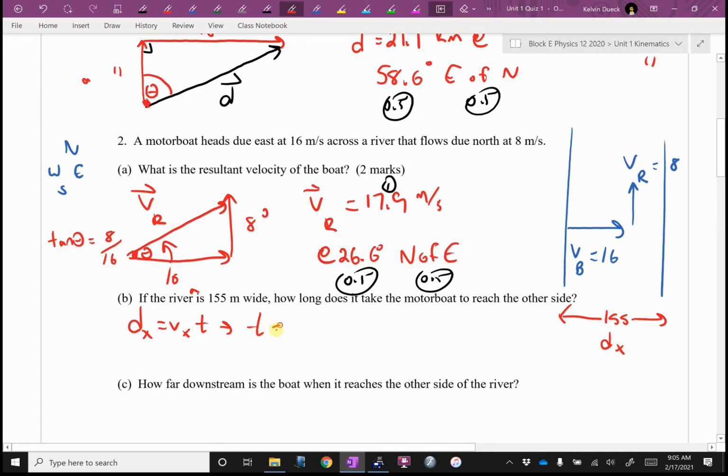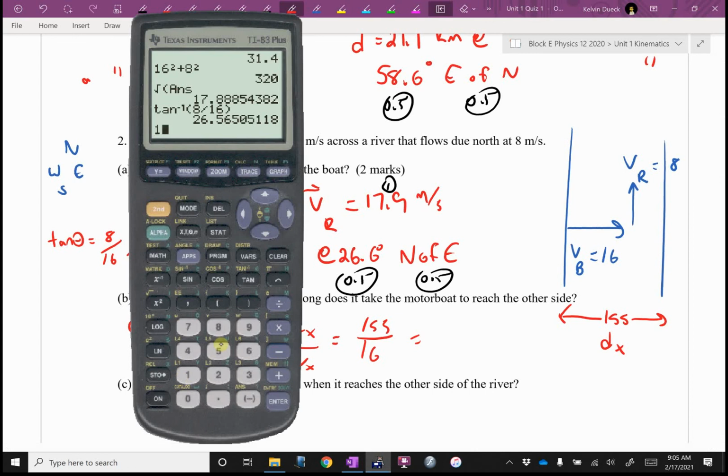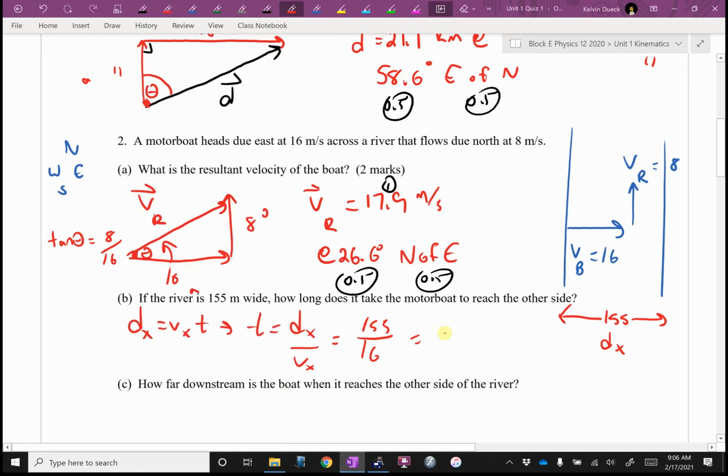So they want me to find time. Time is going to be dx over vx. Horizontal over horizontal, or vertical over vertical, but don't put a horizontal into a vertical equation. It's going to be 155 divided by 16. This might work out okay. Well, 9.6875. I'll write 9.69 seconds. One mark.